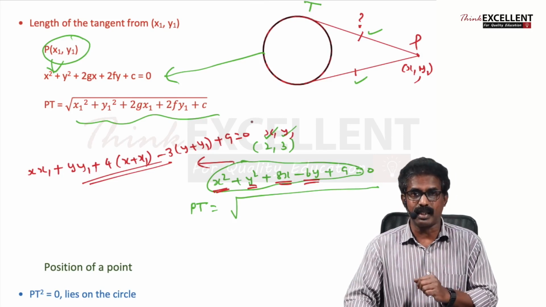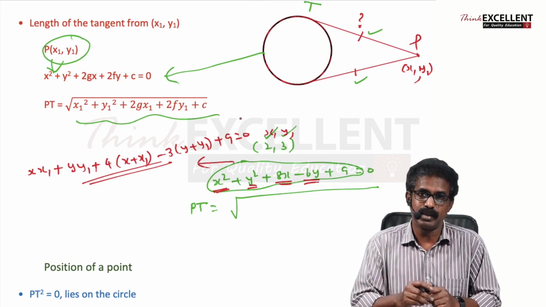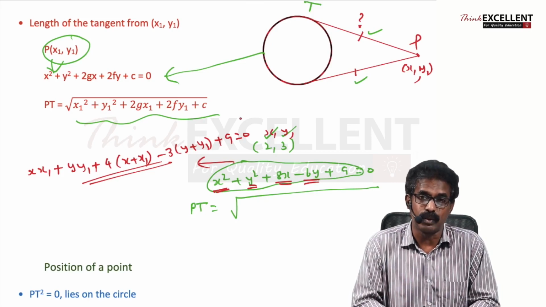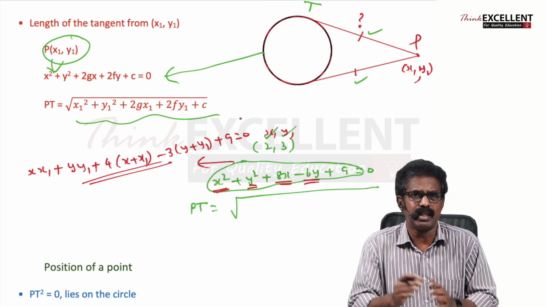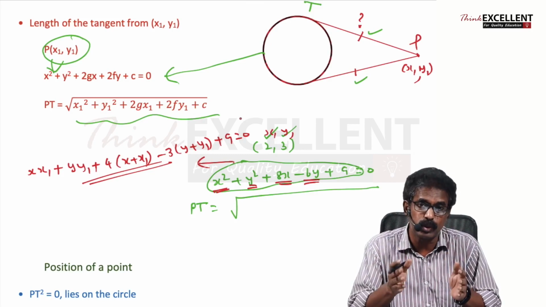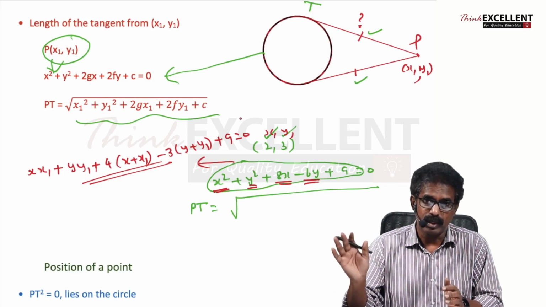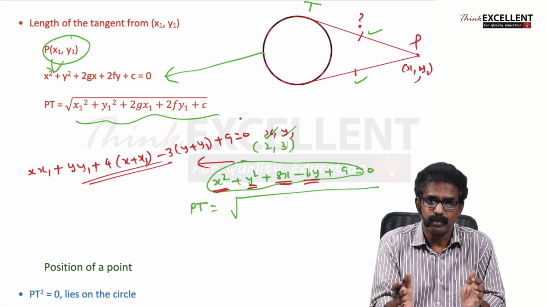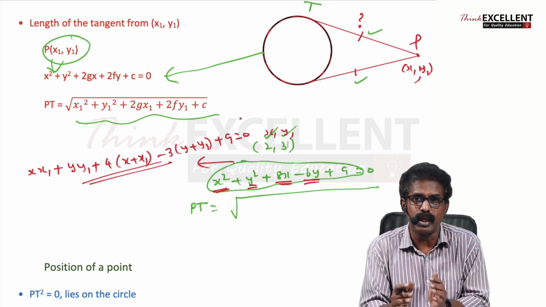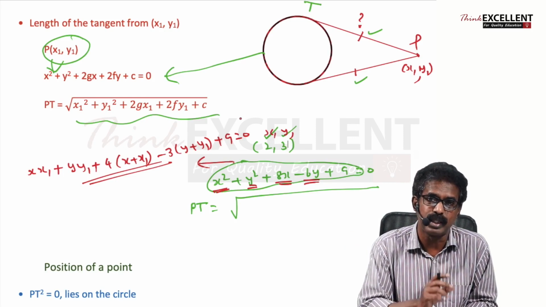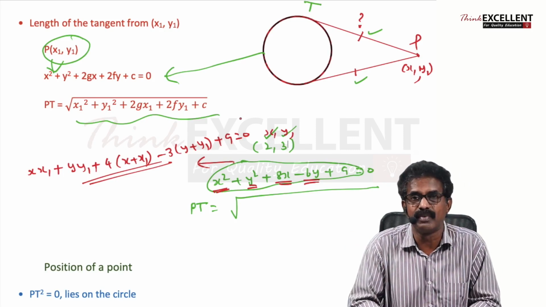So two formulas we studied in tangent. One is equation of tangent. Another one is length of the tangent. Length of the tangent means very simple thing. You substitute the point and take square root. Right side 0, that you leave it. Take all the terms to the left side. Now for x and y, you substitute the given point and you take root of that. That gives length of the tangent.